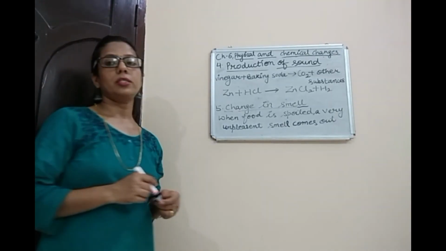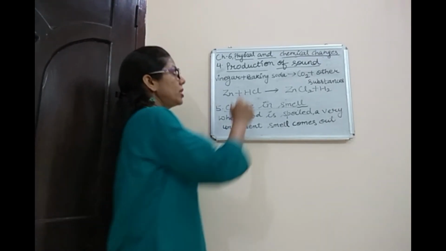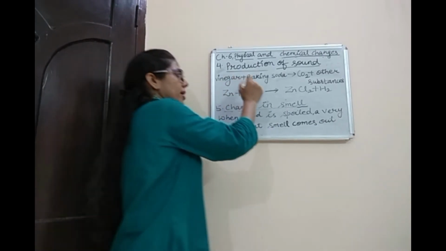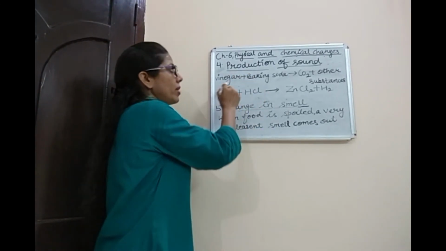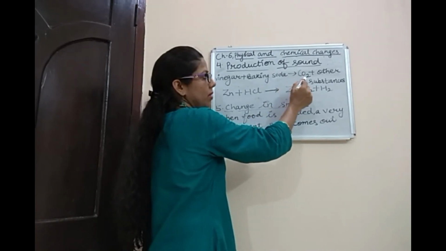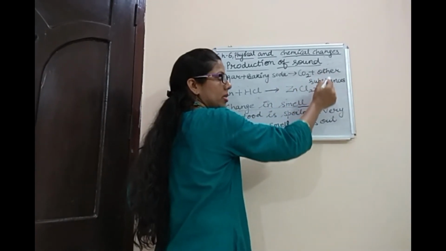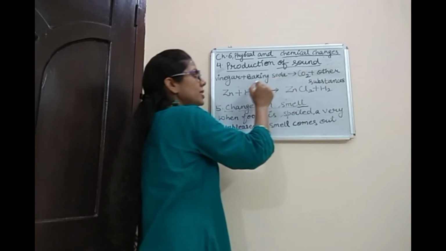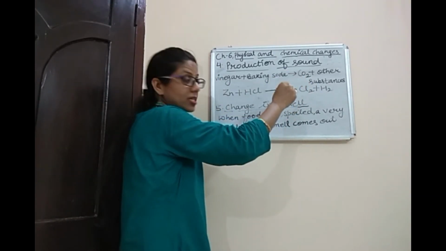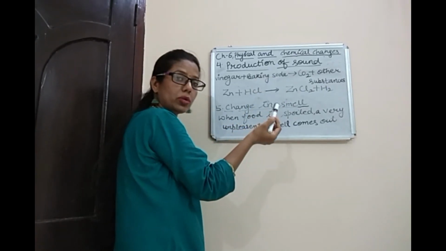Now the next characteristic of a chemical change is production of sound. As an example, when vinegar and baking soda react with each other, they form carbon dioxide and other substances. In this reaction, carbon dioxide is released with a hissing sound. Again, production of sound is there.